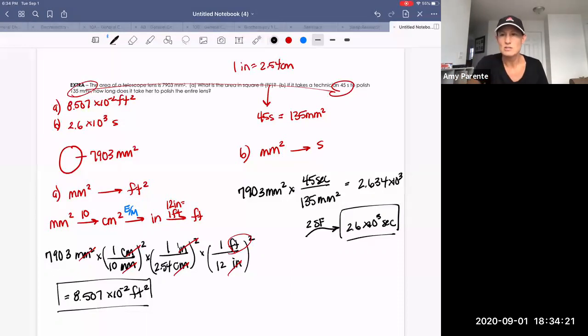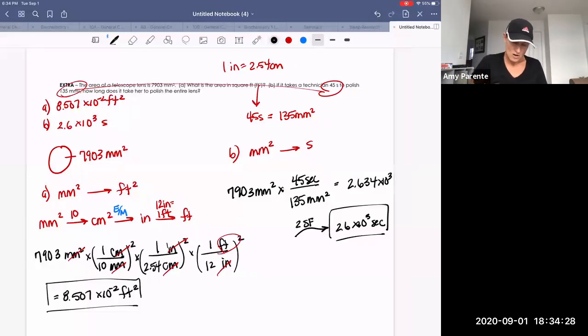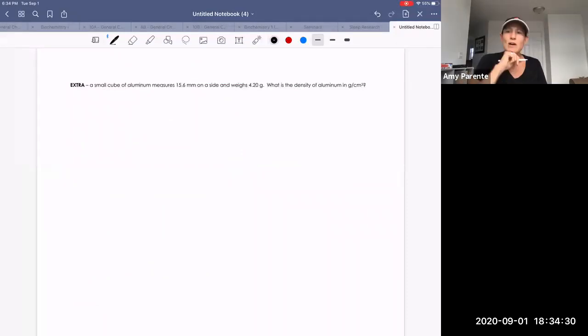Other questions, comments? All right. I want you guys to do this one on your own. I'm going to give you about 5 minutes for this one. And let's see where you get. We're talking about a cube of aluminum. And we want to figure out its density.